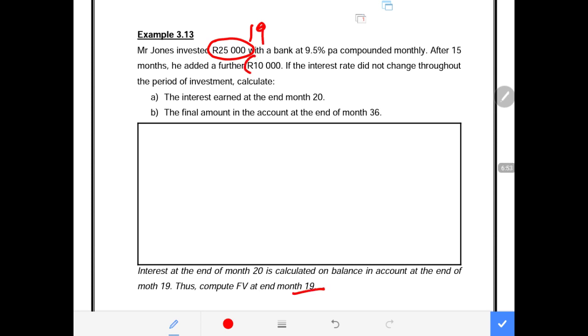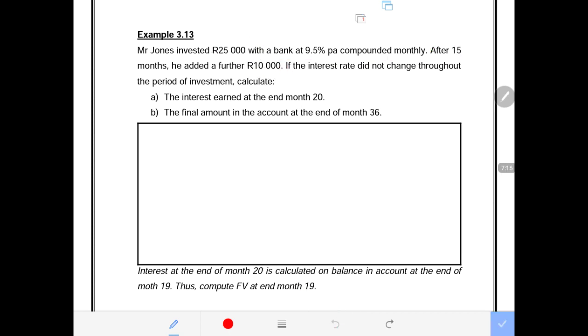And 10,000 was borrowed at the end of month 15. That means it will earn interest in the account from month 16, 17, 18, 19, because we need the future value of the two investments or amounts that were invested up to the end of month 19.